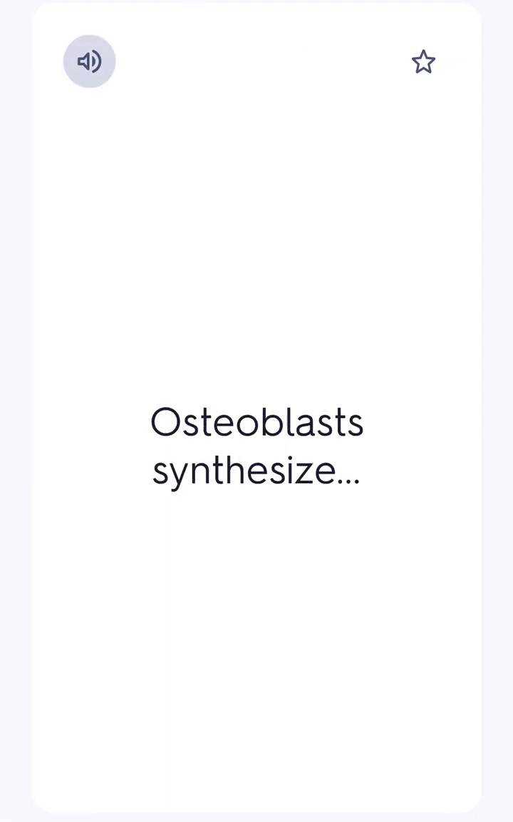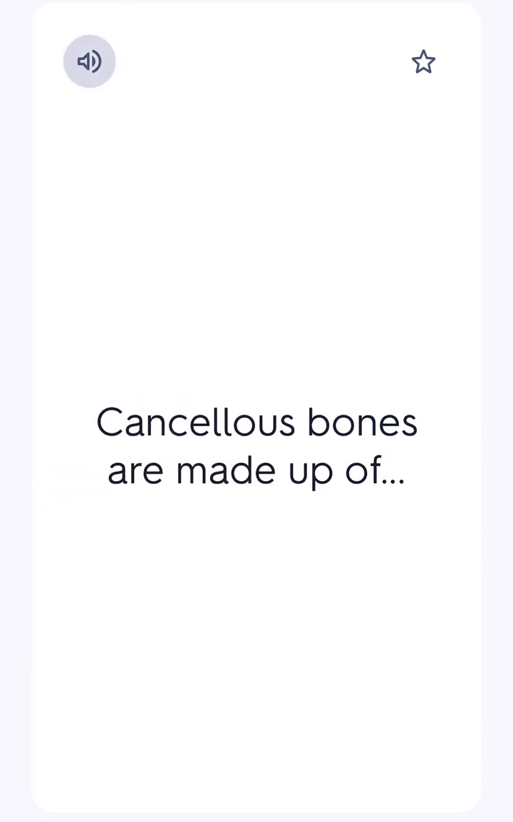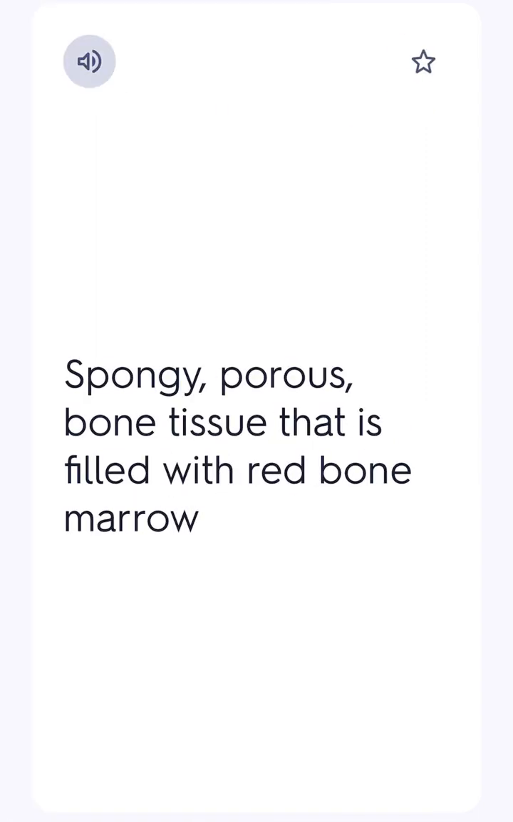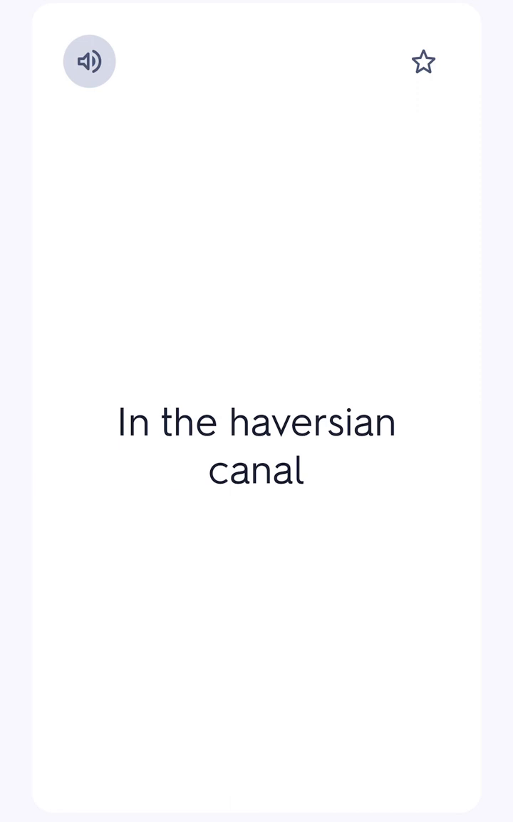Osteoblasts synthesize osteoid, an important part of the ground substance. Cancellous bones are made up of spongy, porous bone tissue that is filled with red bone marrow. Where is the central canal located? In the Haversian canal.